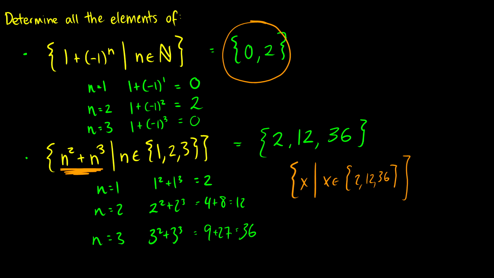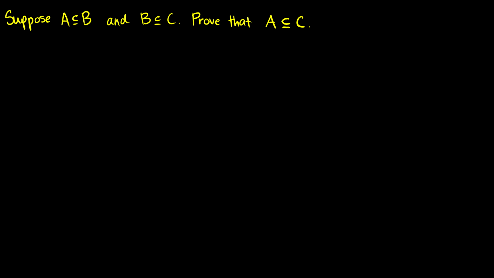So, final question, a little bit more challenging. It is a proof type question. Suppose A is a subset of B and B is a subset of C. Prove that A is a subset of C. Okay, so how do we start these? First of all, we suppose A is a subset of B, B is a subset of C, and we want to show that A is a subset of C.